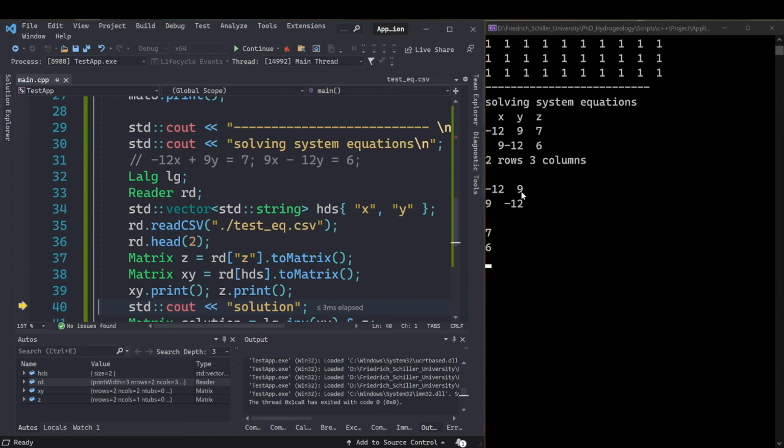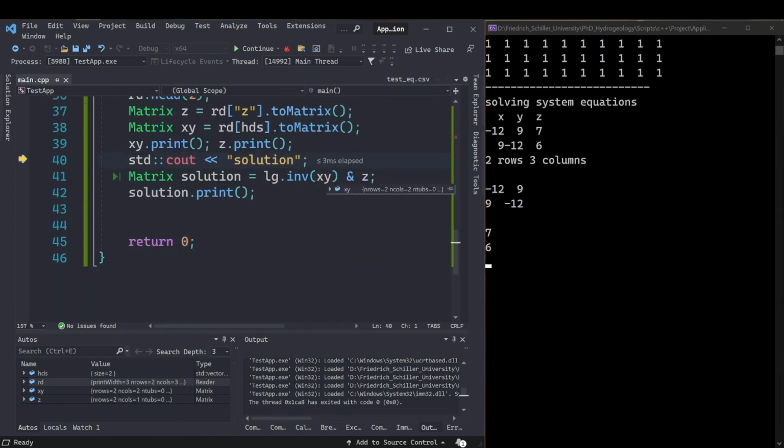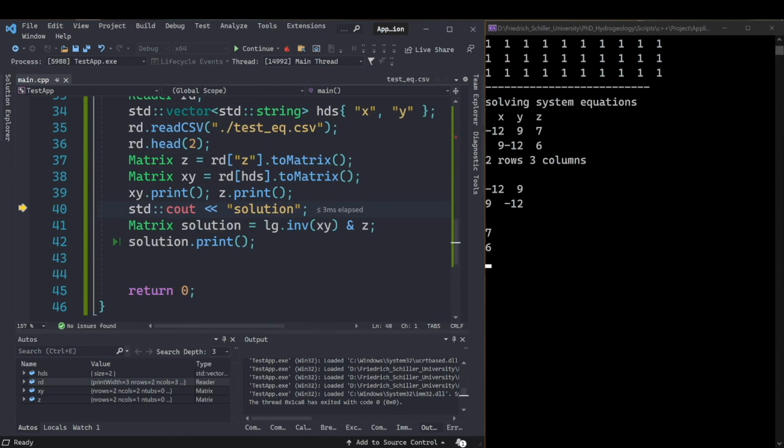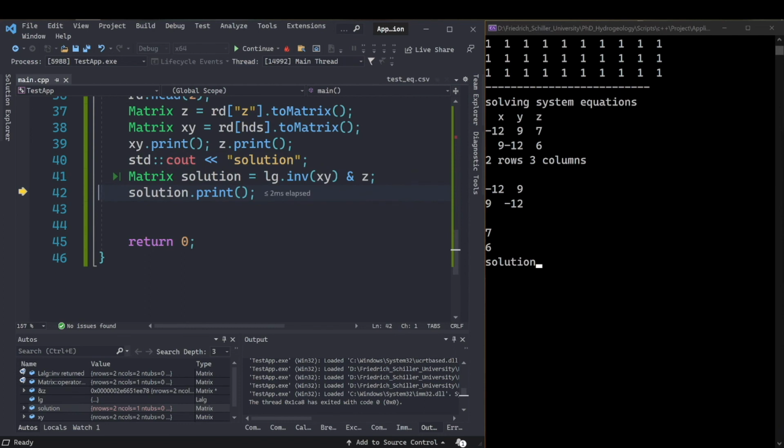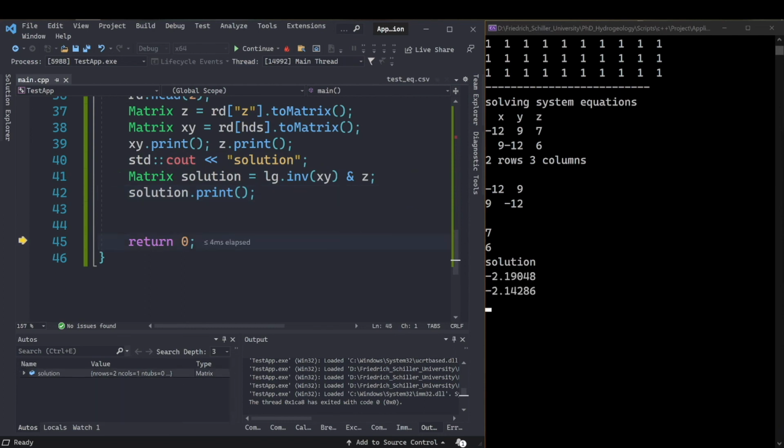And as you can see, the columns were appropriately selected. In solving systems of linear equations, the left-hand side of the equation is inverted and multiplied to the right-hand side of the equation. And the result is supposed to give the values of the x and y variables that will satisfy these equations. So I will invert the left-hand side, which is the matrix x, y, and multiply it to the right-hand side, which is the matrix z. I will also display the results on the console. And if you were to solve these equations by hand or with a calculator, you should arrive at the same solution.